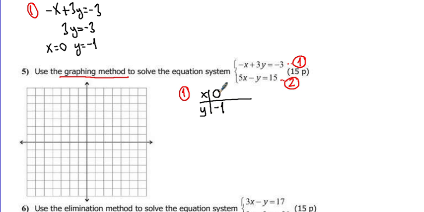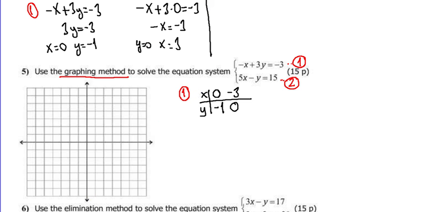So I put this on my table. So if y is equal to 0, minus x plus 3 times 0 is equal to minus 3, minus x is minus 3, x is equal to 3. So if y is equal to 0, x is equal to 3. Okay, so here is the case.